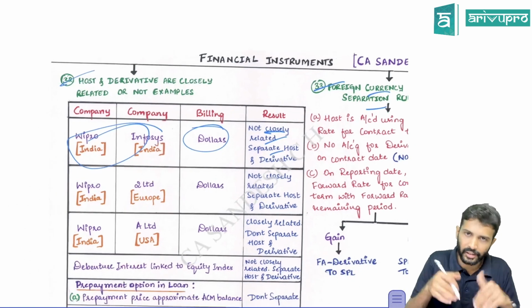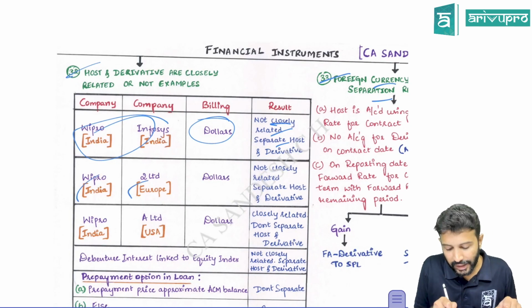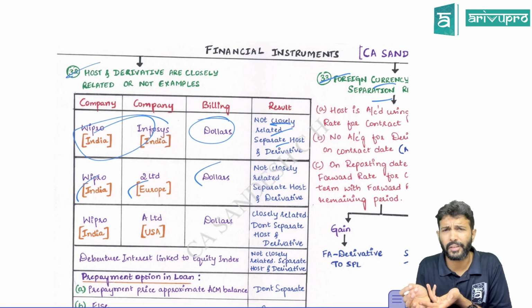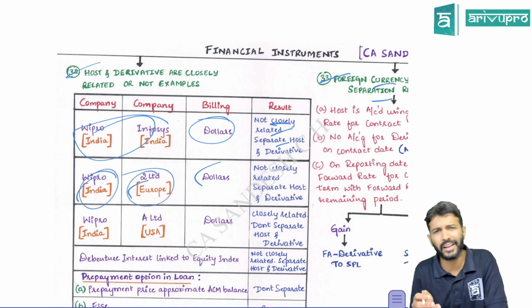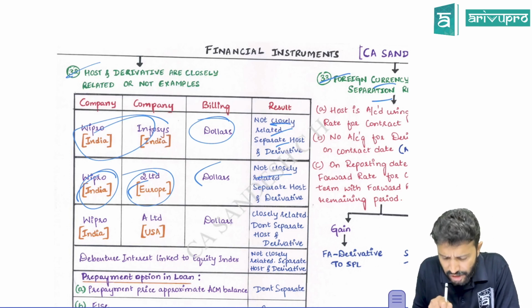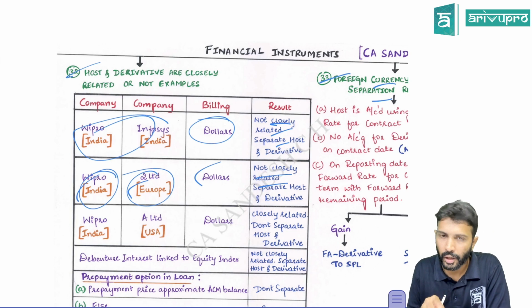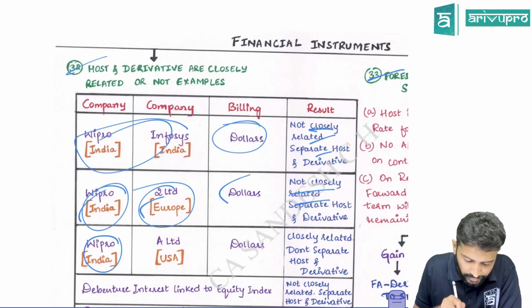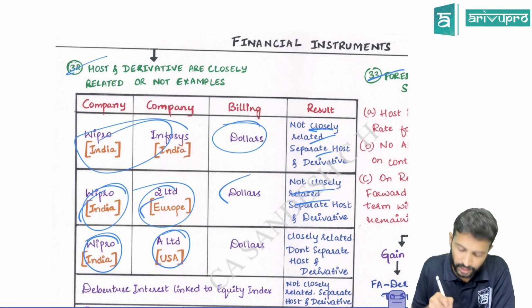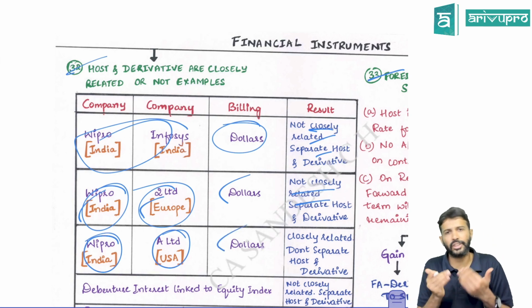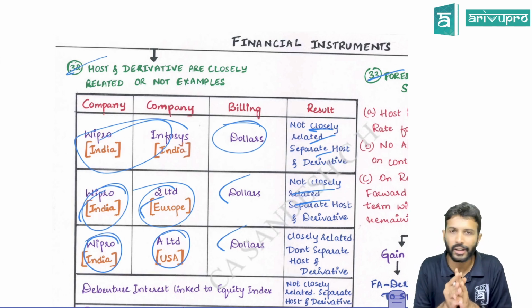The same goes for another example as well. You are in India, another customer is in Europe, but still the billing is in dollars. This also normally we don't see, because either the billing should have been in Indian rupees or European currency, but the billing happened in dollars. In these sort of transactions also, they'll be treated as not closely related and they'll be separated. However, if you are an Indian entity, your customer is in the US, so his dollar is the functional currency, and you bill it in dollars. These sort of things are a normal occurrence. In that case, you can treat them as closely related and need not separate it.